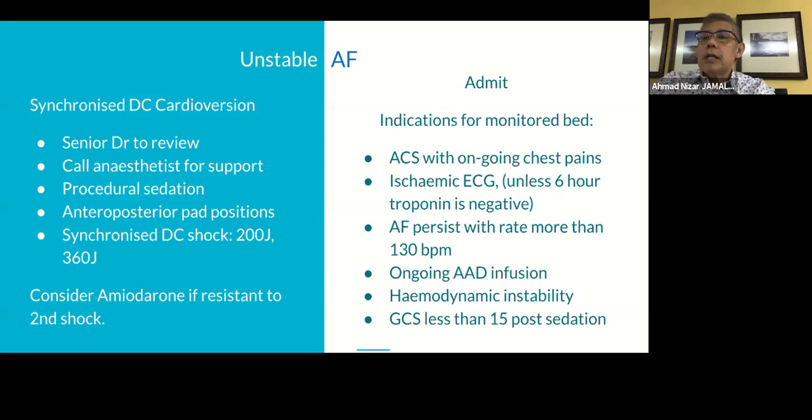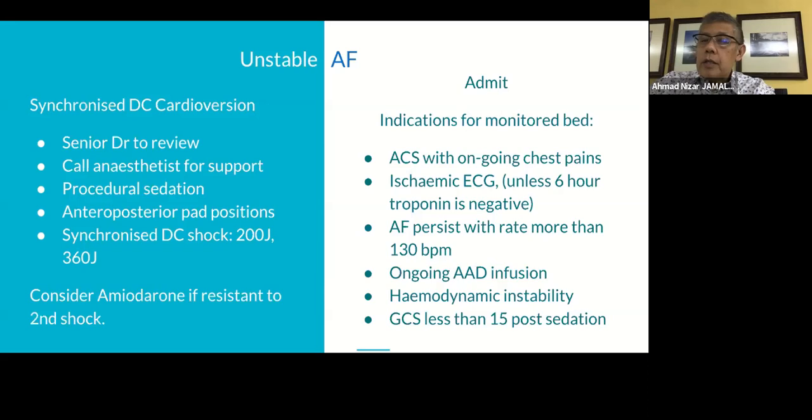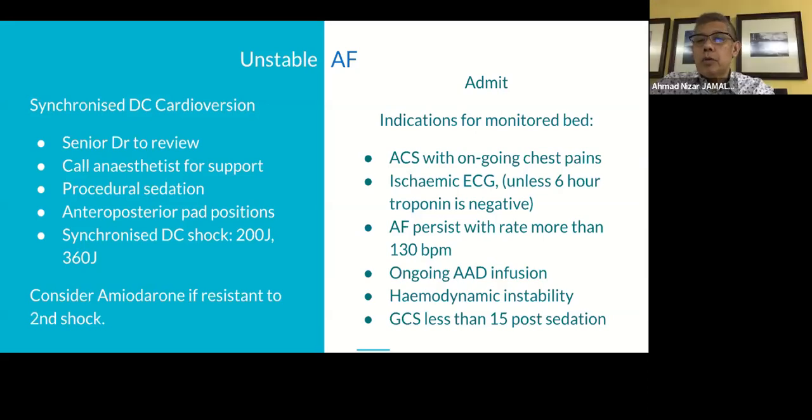If they have changes on the ECG to show ischemia, and unless you have at least a 6-hour troponin which is negative, they should be monitored as well. And if the AF persists with a rate of more than 130 beats per minute while you're giving the amiodarone, you need to monitor them as well. If they have an ongoing anti-arrhythmic drug infusion like amiodarone, obviously they need to be monitored. And if they remain hemodynamically unstable, or if their GCS is less than 15 post-sedation, they should be monitored too.